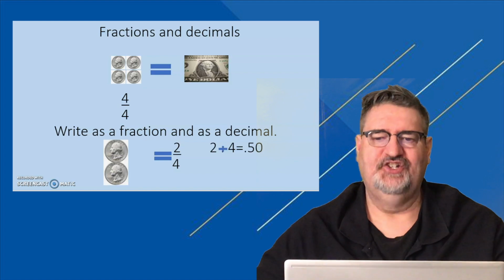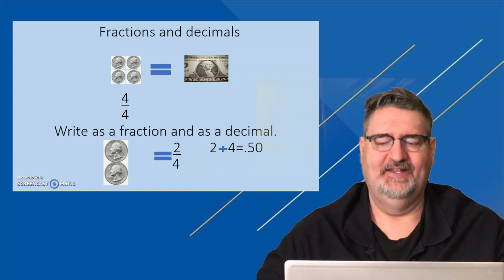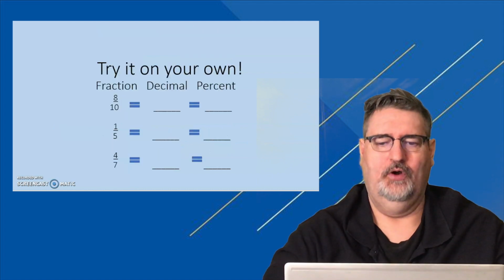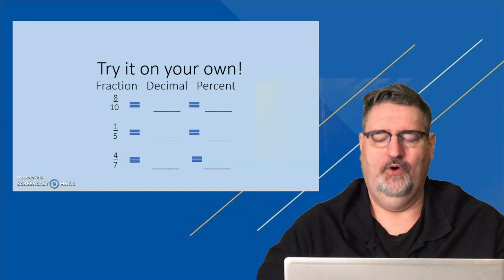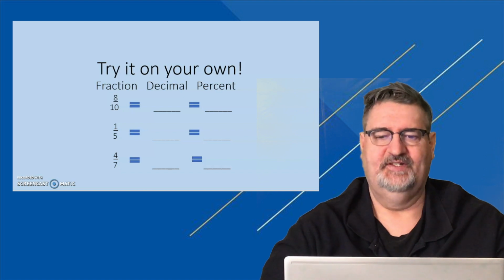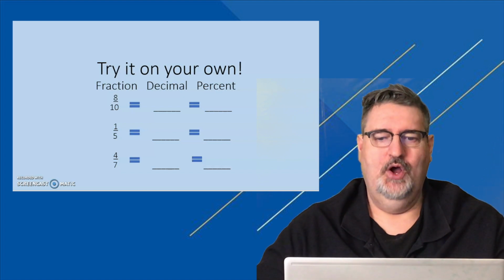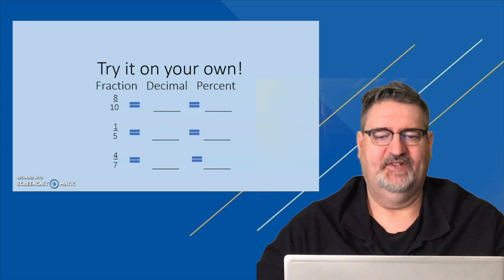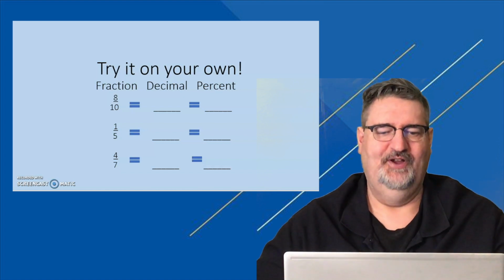All right, so fractions and decimals, we're going to write the 2/4 as a decimal. So first, we're going to start off with it as a fraction, 2 over 4, 2/4. And we're going to divide 2 by 4, and we get 0.50 or 50 hundredths. Now, we're going to have you try it on your own. We have 8/10, 1/5, and 4/7. And let's convert those into a decimal and a percent. You have a minute and a half.